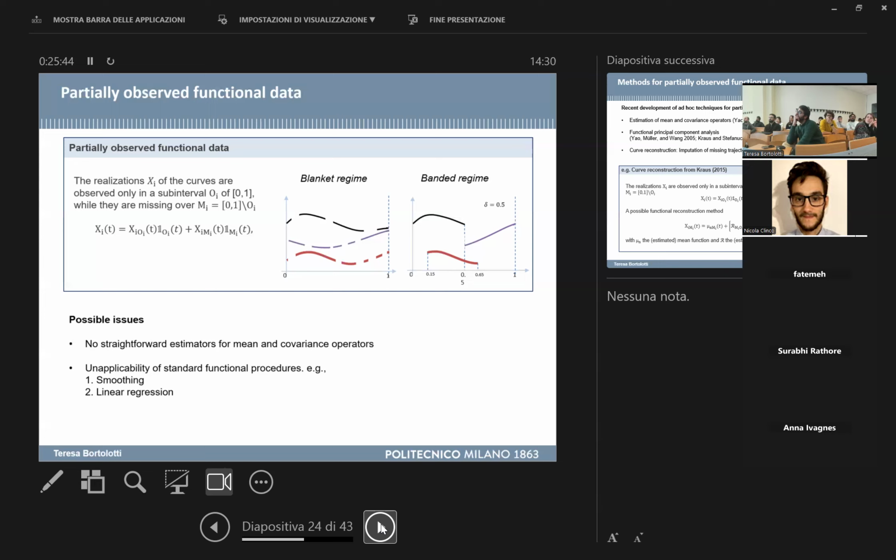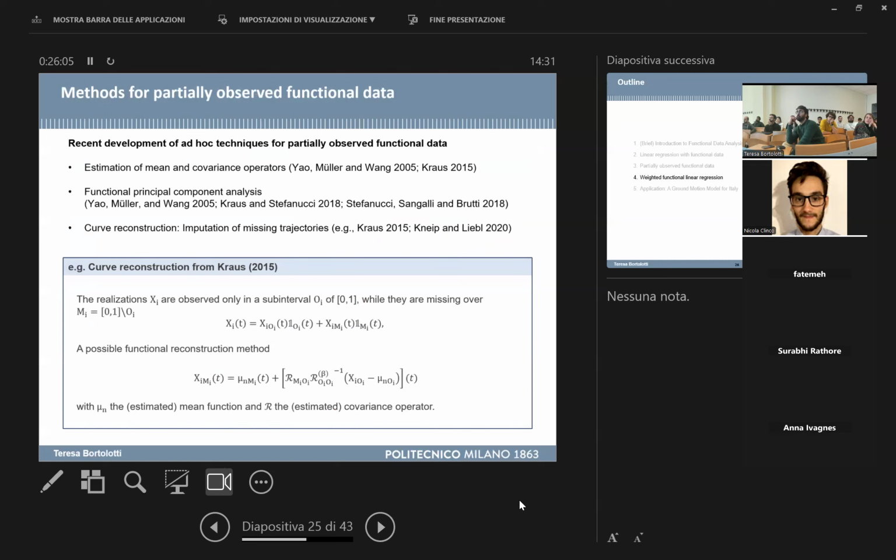So, as you already understood, when you have partially observed functional data, you have no straightforward estimators of the mean and covariance operators, and also you cannot directly apply the techniques for functional data as they are. You need to find ways to go around the issues. Current research has focused on the estimation of the mean and covariance operator. Here I put just some references, if you're interested.